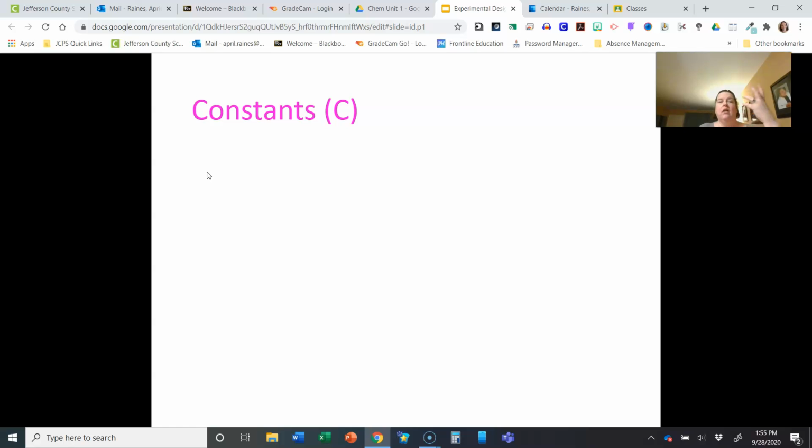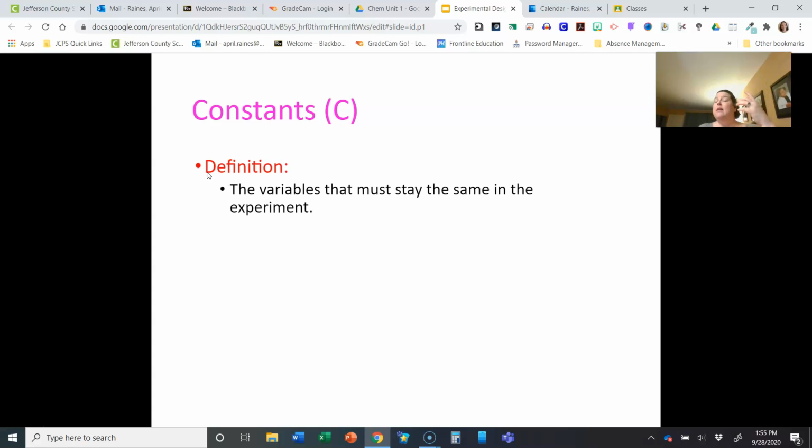Okay, constants or constant variables, also known as controlled variables, are things that have to stay the same. They must stay the same because remember, we can only change one thing at a time, and we can only measure one thing at a time to know the relationship between those two things. Anything else that's a variable has to stay constant. Otherwise, you can't tell which variable made the changes happen. So it's very important that you stick to that. You have one IV, you have one DV, everything else is constant, everything else stays the same.